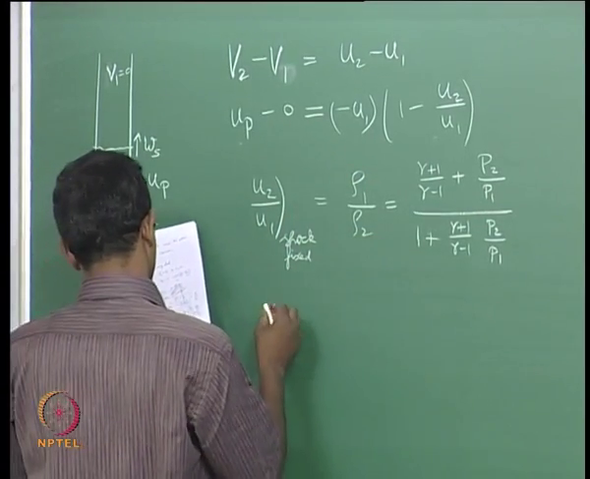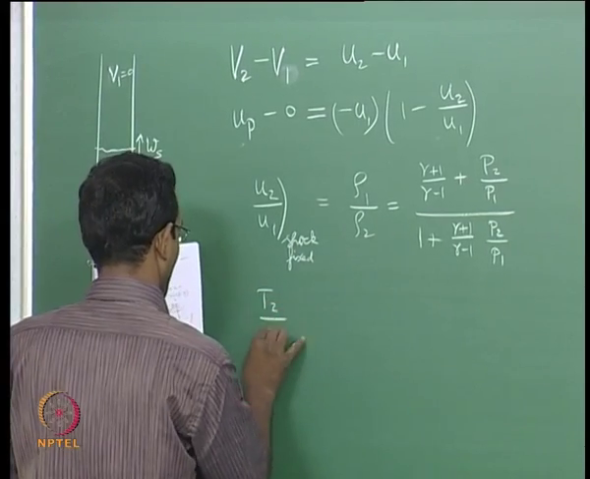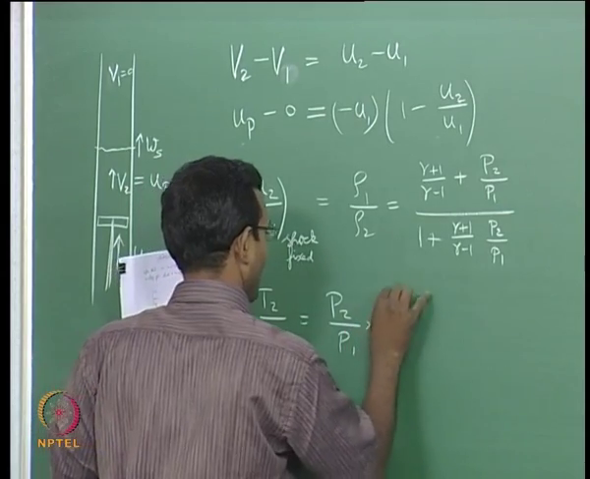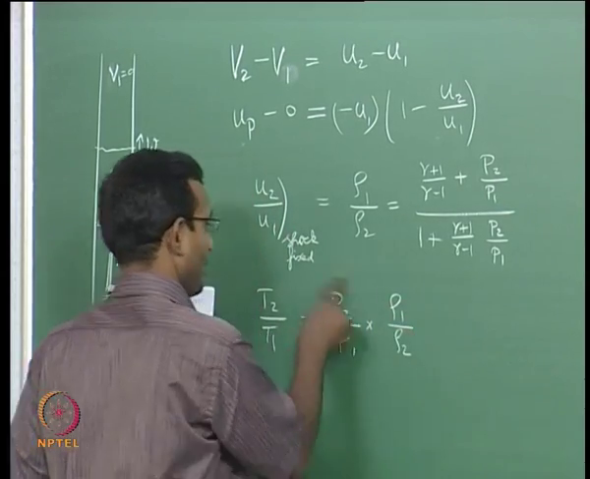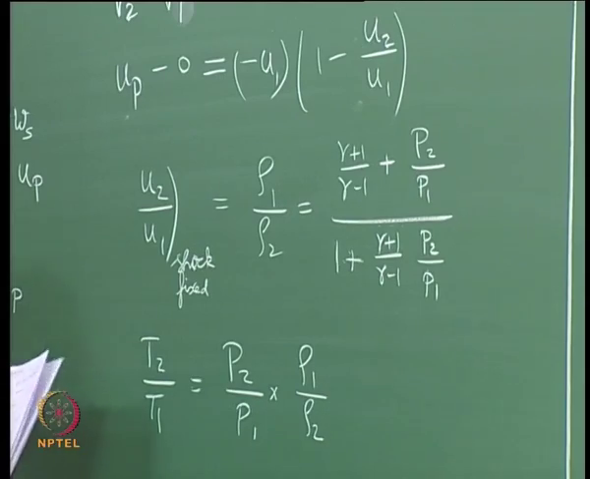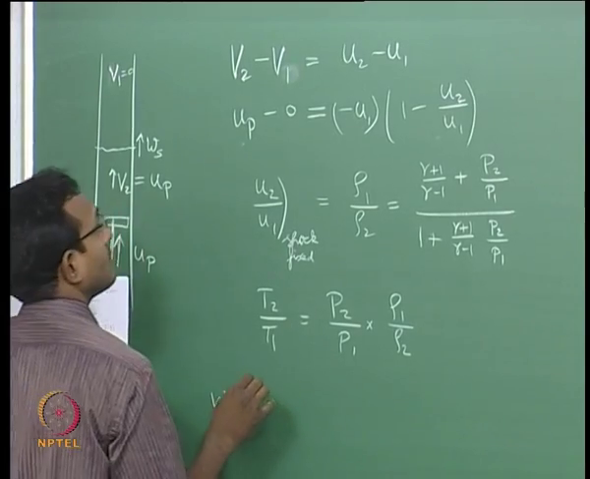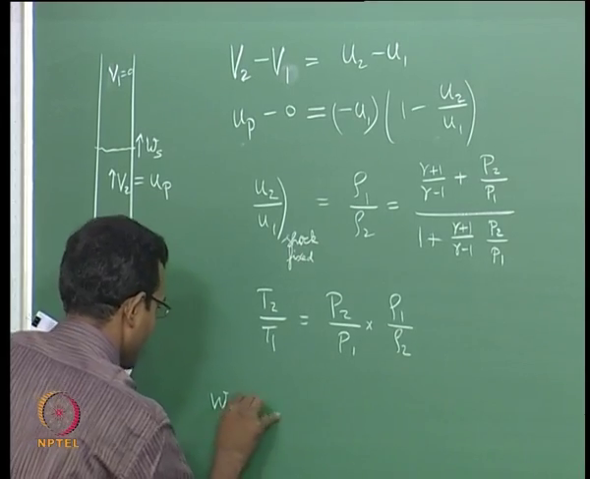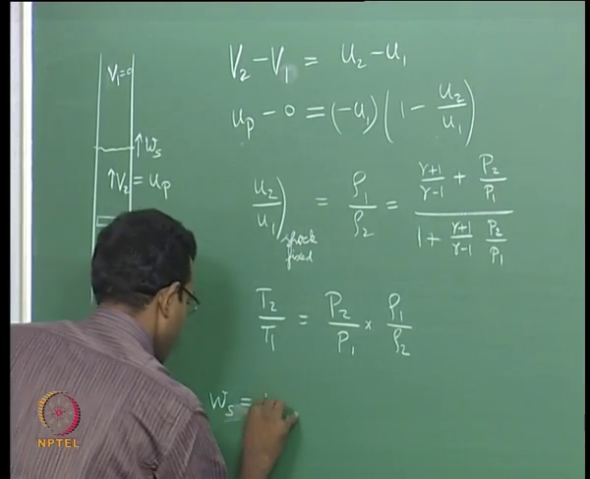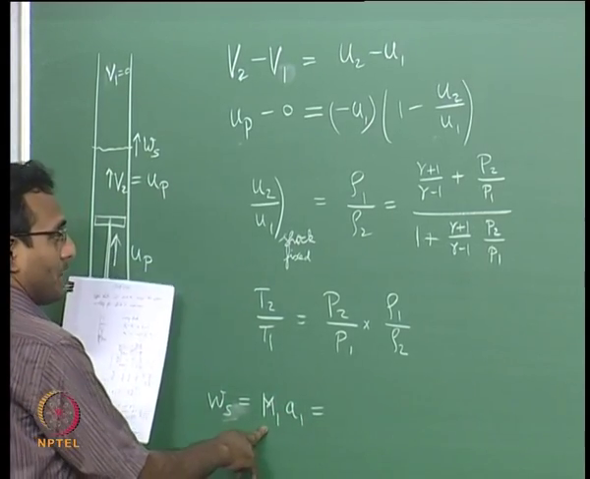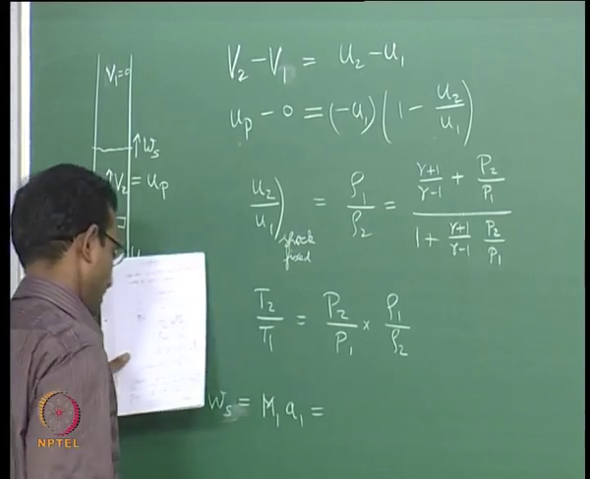Okay. And of course, you can write T2 by T1 also, but I will just write the simple one, P2 by P1 into rho 1 by rho 2. So, P2 by P1 multiplied by this quantity will be T2 by T1. And finally, we want to find Ws, the shock velocity, which is M1 a1, where M1 should be expressed in terms of P2 by P1, that is what I wanted.